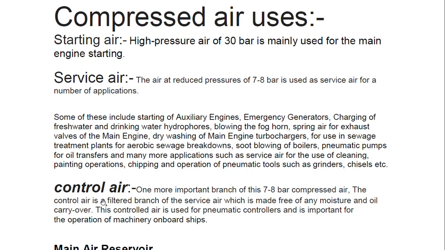Now the third category is control air. One more important branch of 7 to 8 bar compressed air. The control air is a filtered branch of service air, which is made free of any moisture and oil carryover. The control air is used for pneumatic controllers and is important for the operation of machinery on board ship. All those pneumatic equipment that you see require this control air because it is very sensitive. We cannot have an iota of moisture or oil passing through. So control air is very ultra filtered air, you can say.